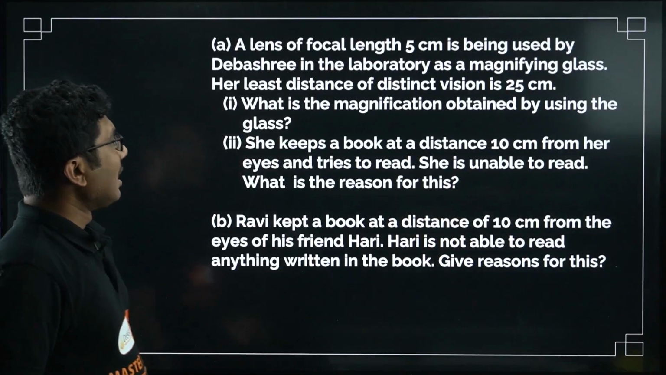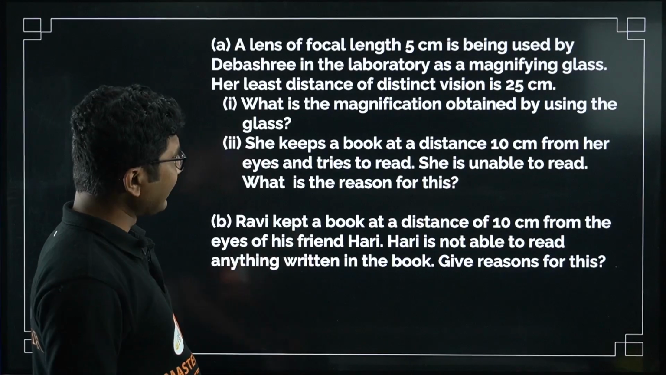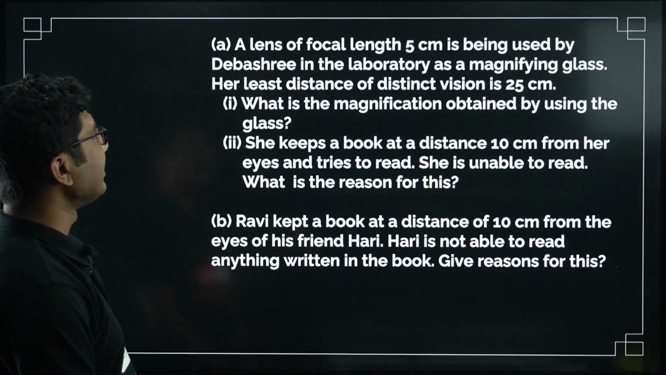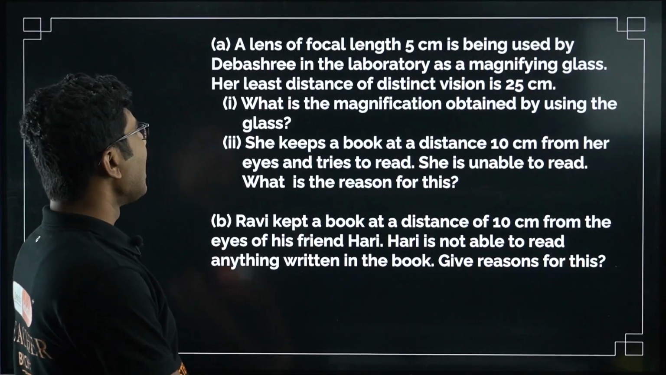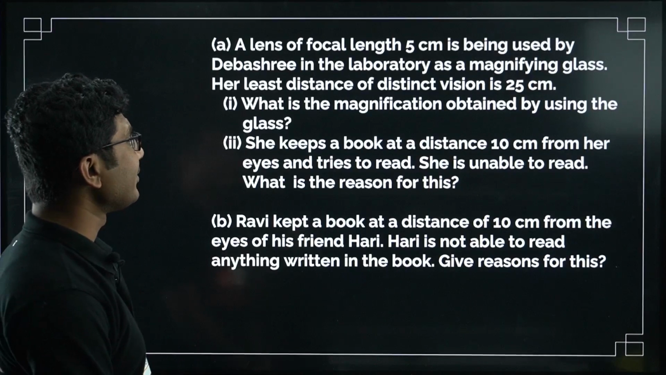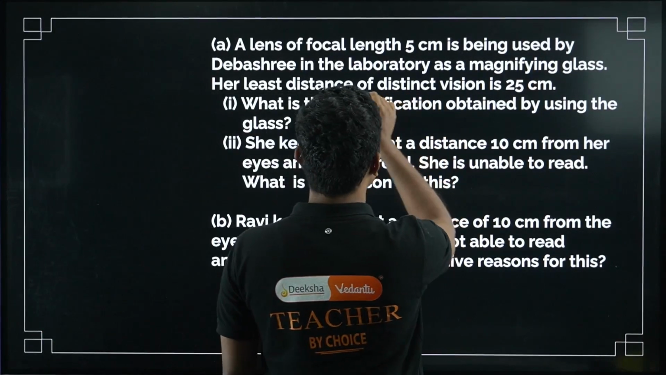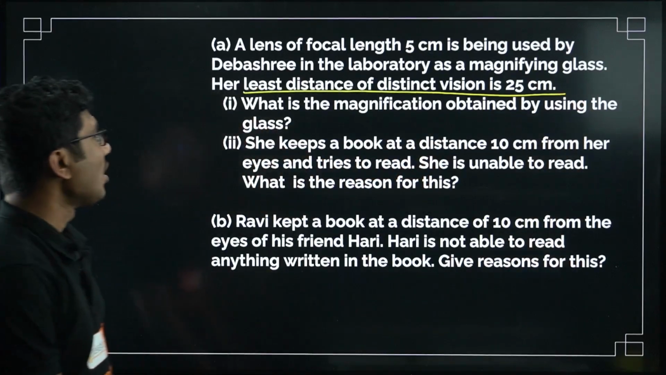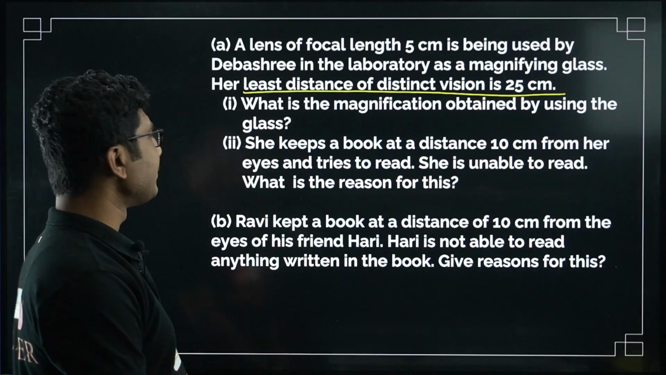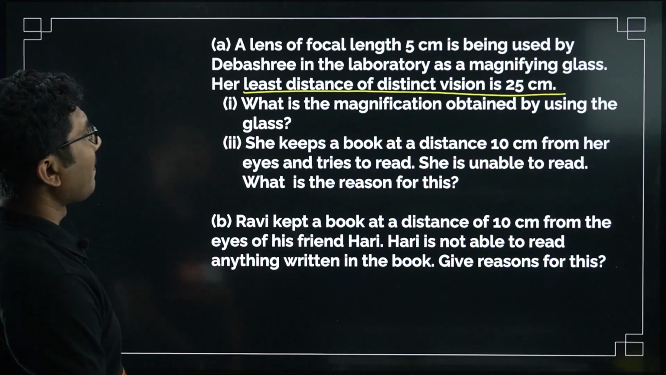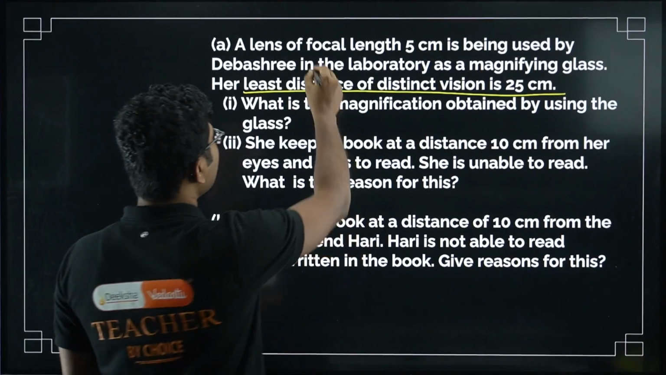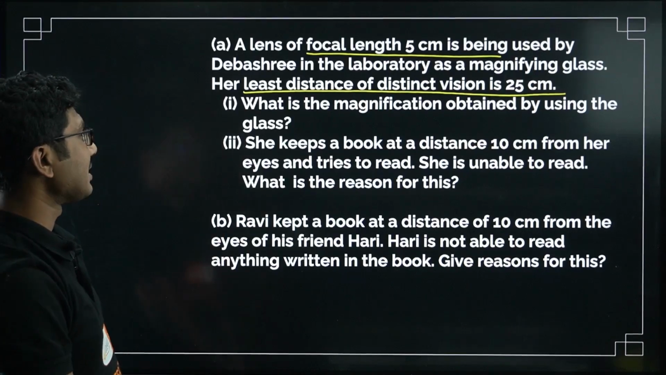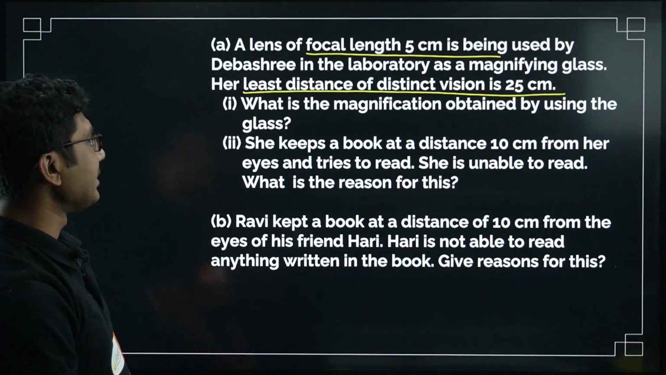Now next question. A lens of focal length 5 centimeter is being used by Devashri in the laboratory as a magnifying glass. Her least distance of distinct vision is 25 centimeter. Very, very important. Least distance of distinct vision is 25 centimeter. What is the magnification obtained by using the glass? Focal length is 5 centimeter of the glass. So they are asking what is the magnification obtained by using the glass.